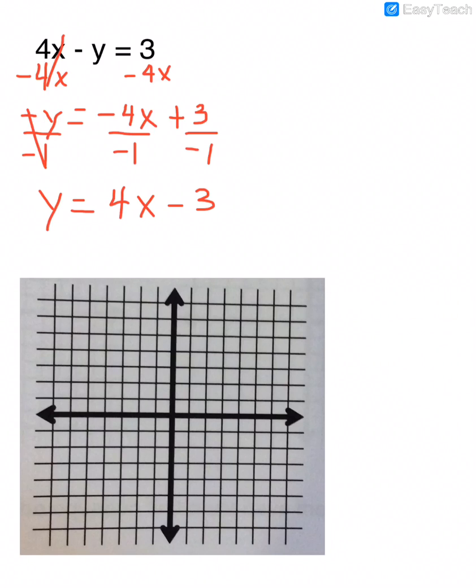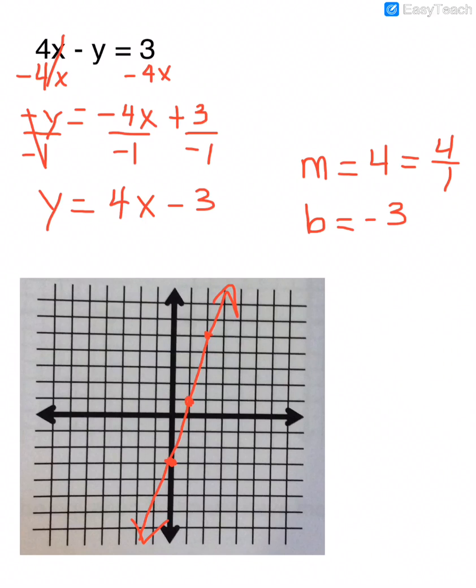So my slope is 4, and my y-intercept is negative 3. So my first dot on my graph is going to go at negative 3 on my y-axis. And then my slope, I'm going to change it to a fraction by putting it over 1. I'm going to rise 4 and run 1. Rise 4 and run 1. And then connect my points. And this was a positive slope, and my line is rising, so that helps me to know that I did it correctly.